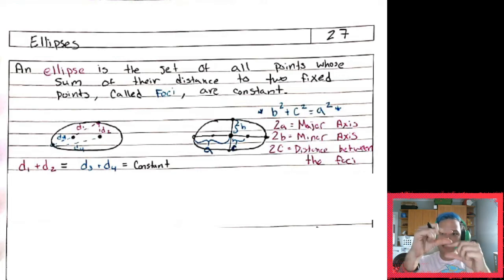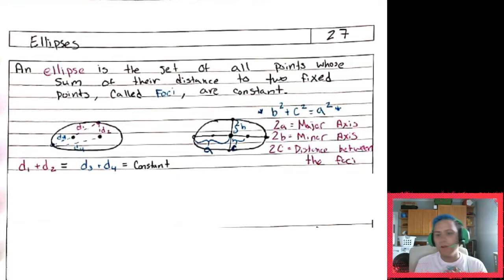The minor axis would be the short one. You've got a B and a B, so it would be 2B. And 2C is the distance between the foci. So just remember that. The major axis, you have to cut it in half to get A. The minor axis, you have to cut it in half to get B. And if they give you the distance between the two foci, which they probably won't, they'll probably give you the distance from the foci to the center, you would just know that that has to be C.